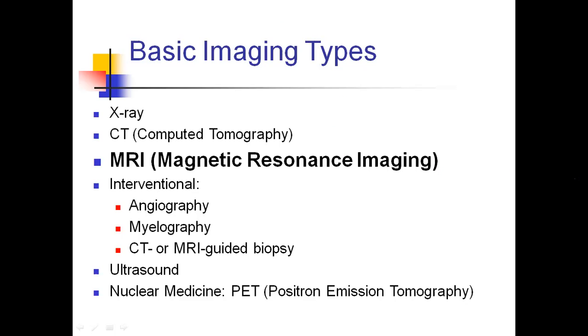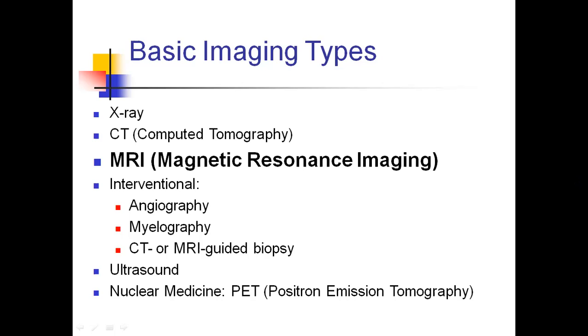Basic imaging of the central nervous system. As for many other organs and systems we have observed previously, there are X-ray, computed tomography, magnetic resonance imaging, interventional techniques such as angiography, myelography, and CT or MRI guided biopsy, also ultrasound and nuclear medicine, especially positron emission tomography.